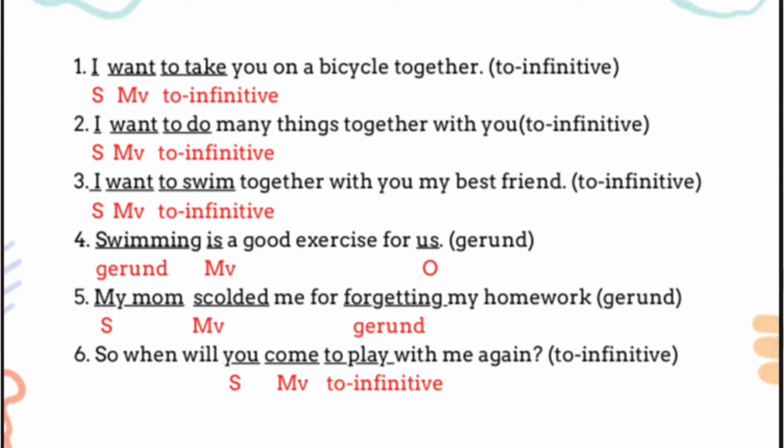And number 6. So when will you come to play with me again? This sentence consists of to infinitive. The subject of this sentence is you. The main verb of this sentence is come, and the to infinitive in this sentence is to play.